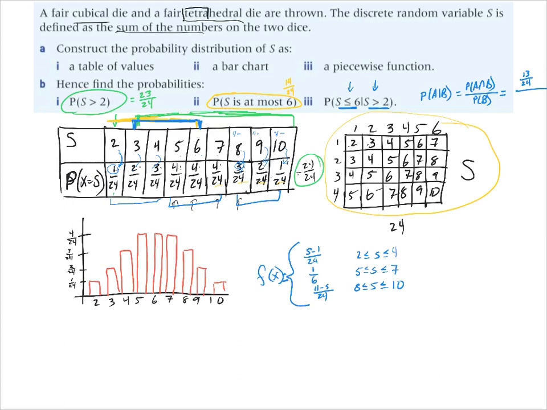The probability of B is the second one, which is the S is greater than 2, which we found earlier was 23 over 24. And when we divide those, we can multiply by the reciprocal. So it would be 13 over 24 times the reciprocal, 24 over 23. 24s cancel out, leaving me with 13 over 23. Ta-da! There you go. That would be I.